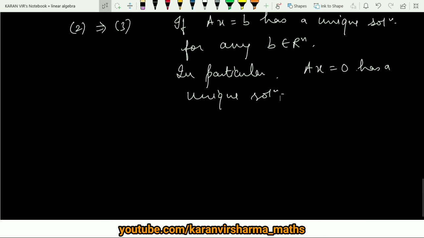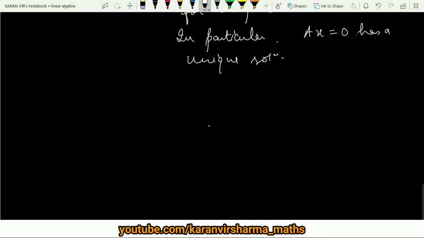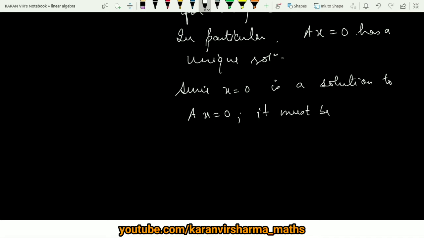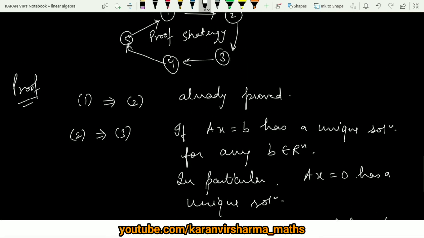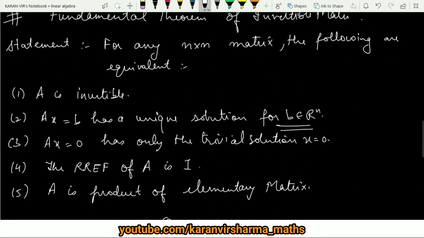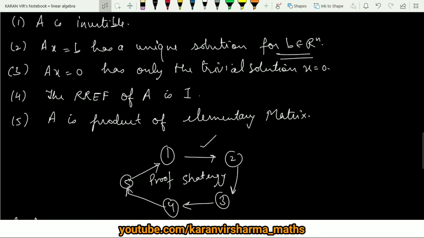If my equation Ax equals 0 has a unique solution, we know that the only solution for this system is x equals 0. Since x equals 0 is a solution to Ax equals 0, it must be the unique one. So I have used the second statement and proved the third statement. I am done with this arrow.